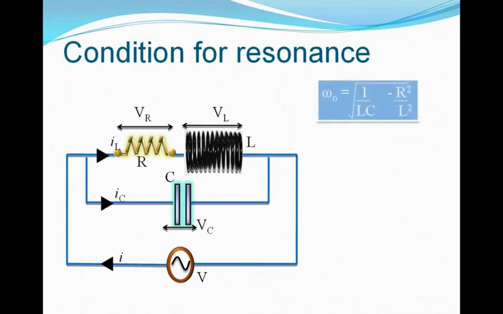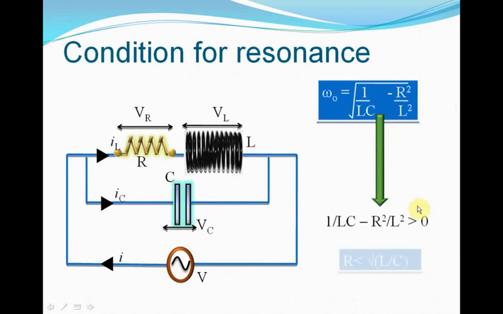One important thing that we must remember, however, is that this quantity under the square root must be greater than 0. So that is another important condition for parallel circuit resonance. Understood? So 1 by LC must be greater than R square by L square, isn't it? Or you can say that R should be less than square root of L by C. So this is the important condition for resonance in a parallel circuit. R should be less than square root of L by C, and omega naught should be square root of 1 by LC minus R square by L square. Of course, you have to remember all this.